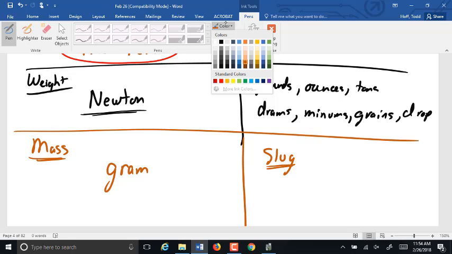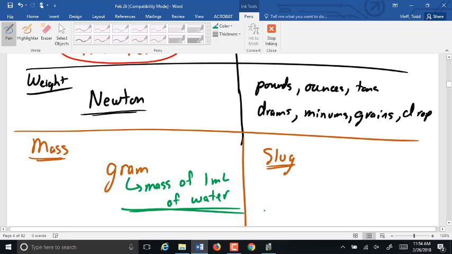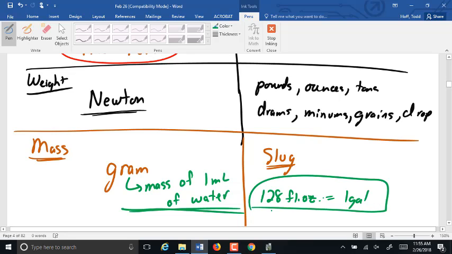Now again, the gram was intelligently designed to fit in with the other units. The gram is defined to be the mass of 1 milliliter of water. So again, there's that direct conversion from capacity to mass. So there's ways we can convert. In the standard system, it comes out to be like, should be 128 fluid ounces to 1 gallon. I mean, it gets to be really ugly conversions there.